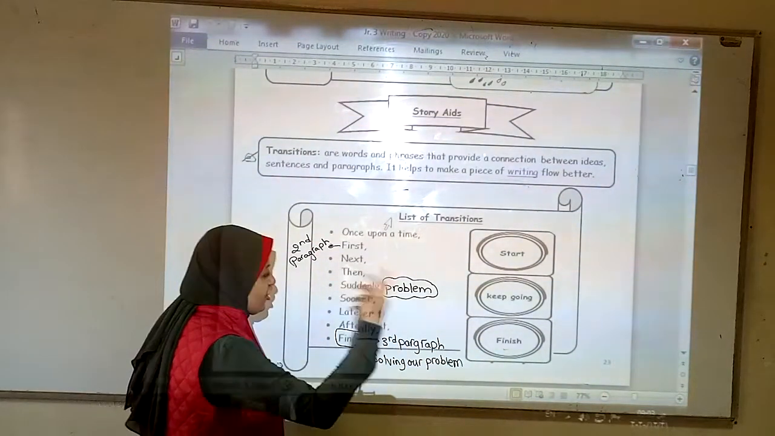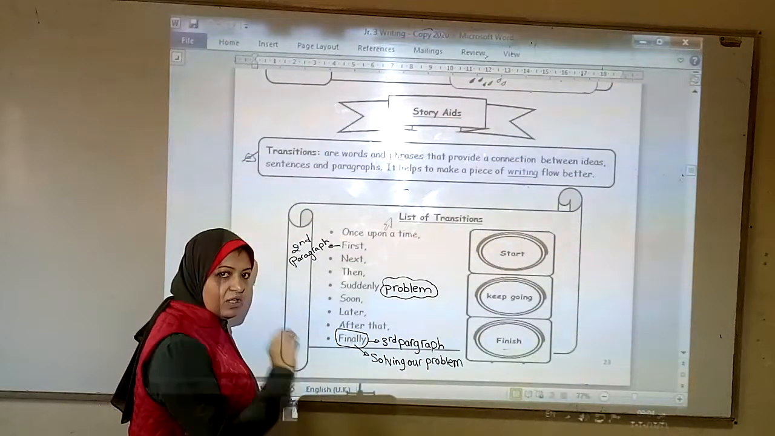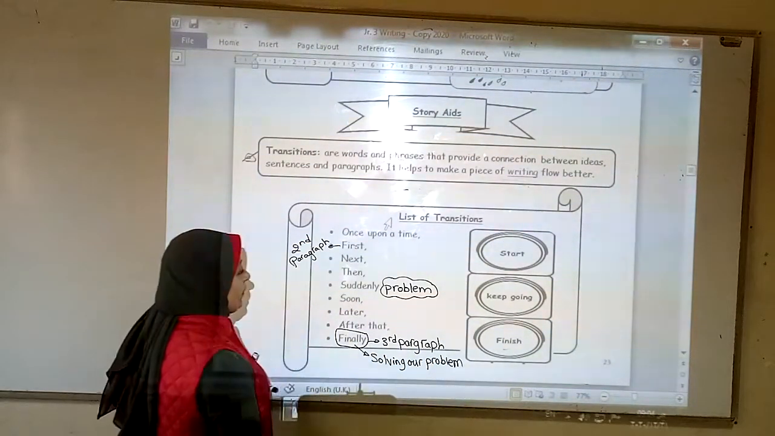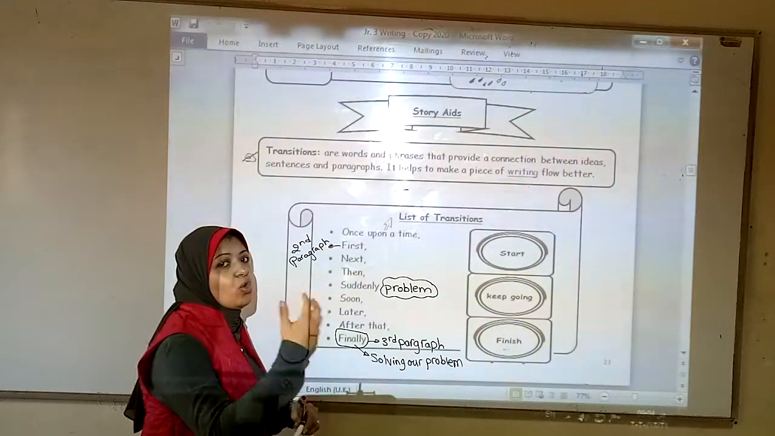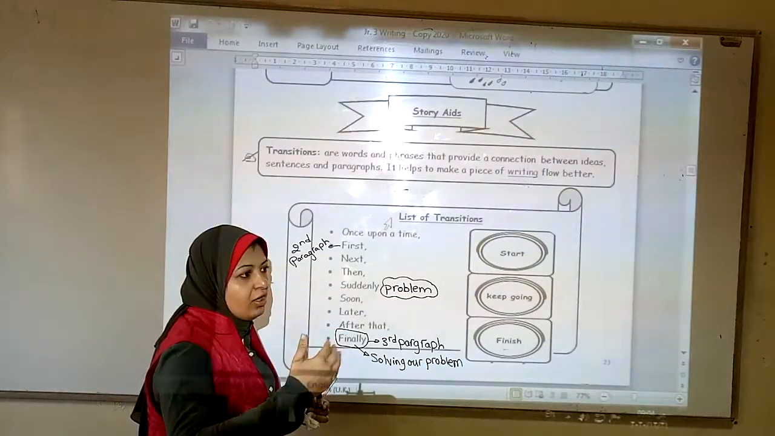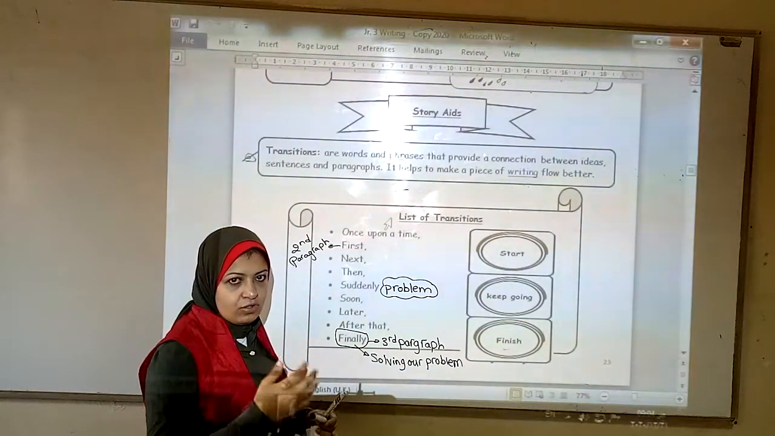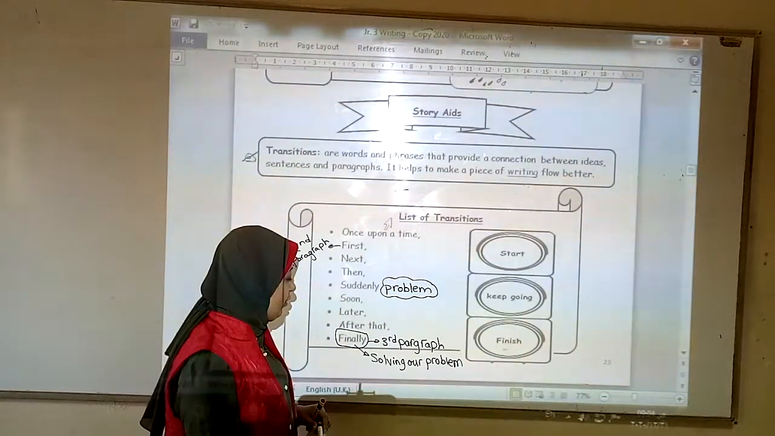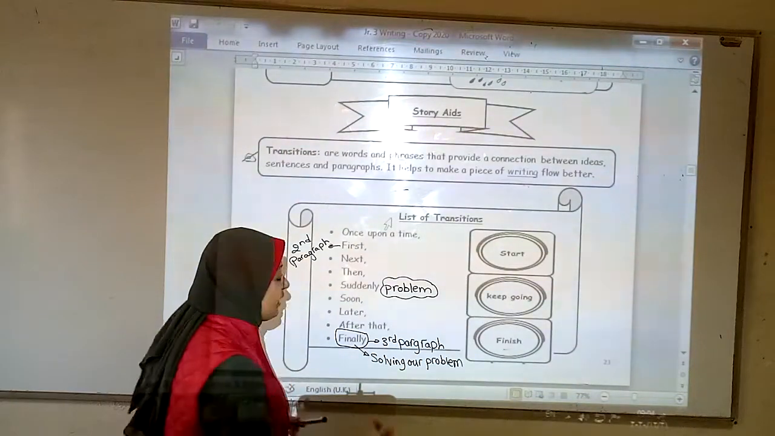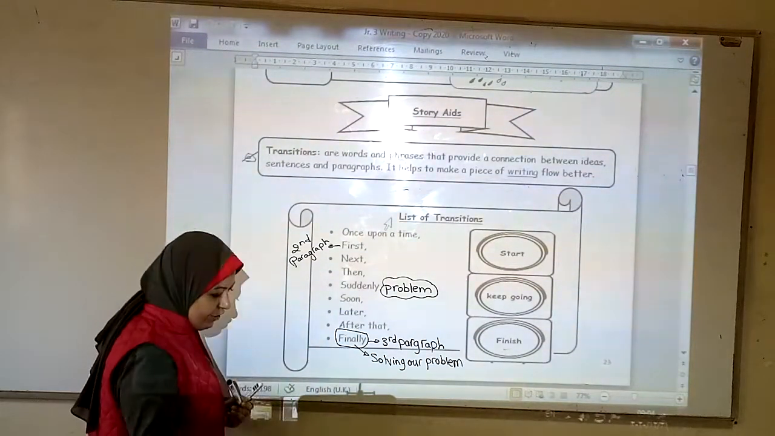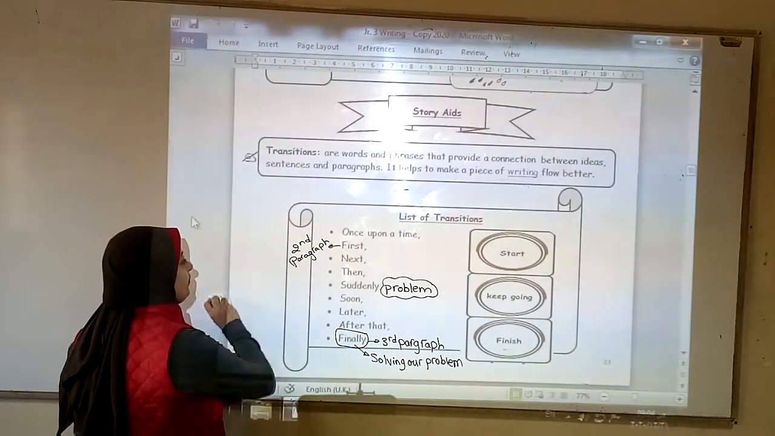Next, then, suddenly, problem. When I use suddenly, I must spot the problem. Soon, later, these are all the events of the problem. Soon, what happened, later, after that. And when we finish that, we are going to go to the third paragraph and try: finally, how did we solve our problem?